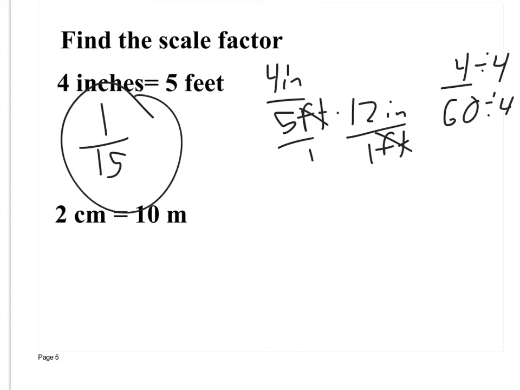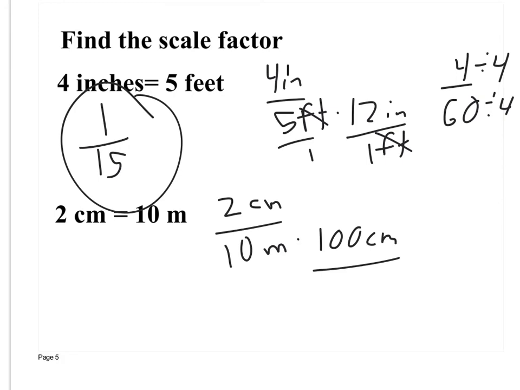2 centimeters equals 10 meters. So I need to change them to the same unit. I'm going to change both of them to centimeters. I'm going to change the bottom one to centimeters, and I know that there are 100 centimeters in 1 meter. Meters cancel. I take 10 times 100, which gives me 1,000. But I can't just leave it as 2 over 1,000. Scales always have 1 on top. So I need to divide both of these by 2. And when you do that, you get 1 over 500.